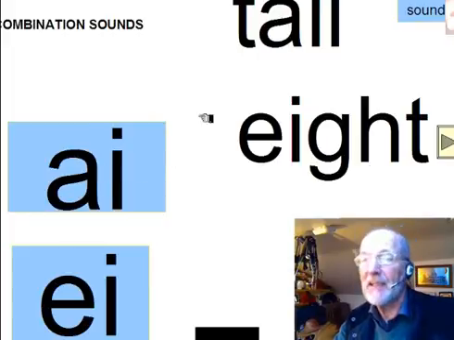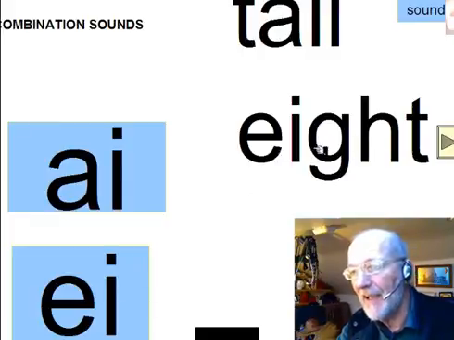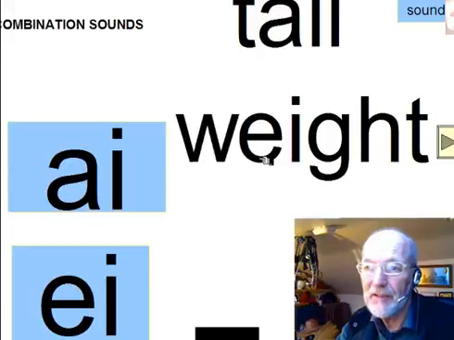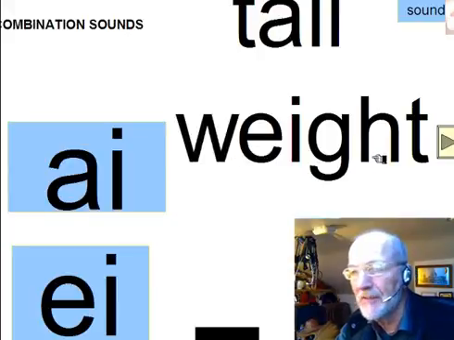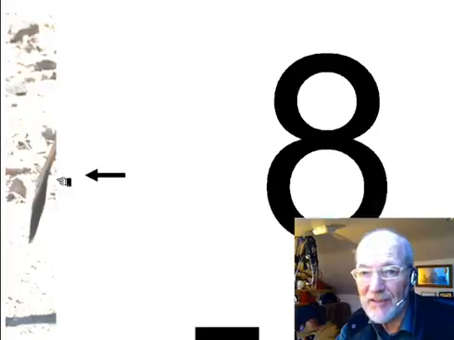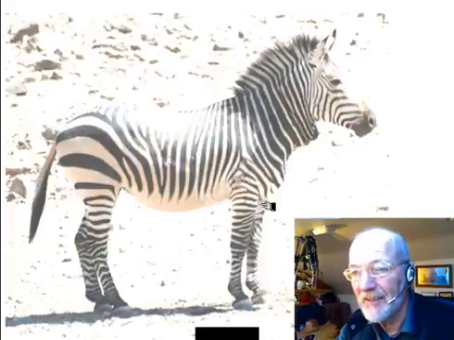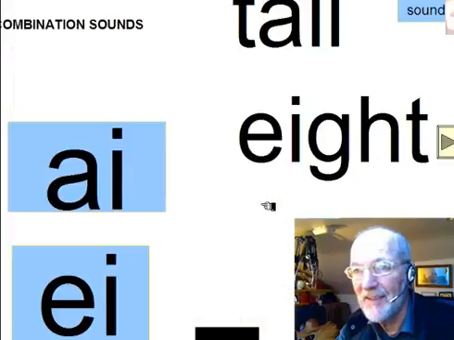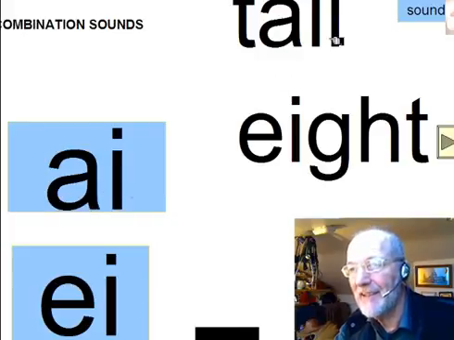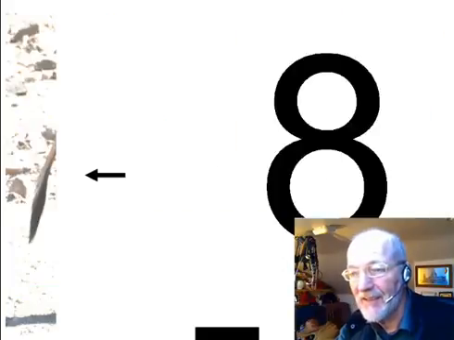A and I together make A. So this is tail. E and I together make A. So this is eight. But you could have a W on there, making that weight. There is a tail. This is a zebra's tail. This is an eight. There's the zebra. So we have tail, A, eight.